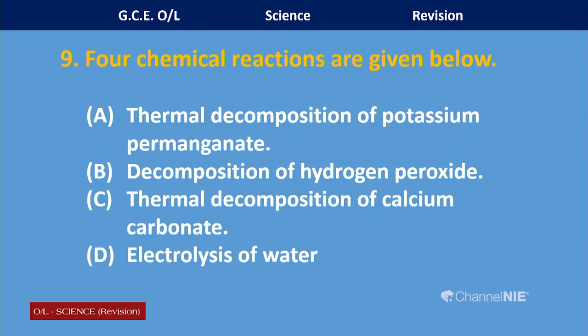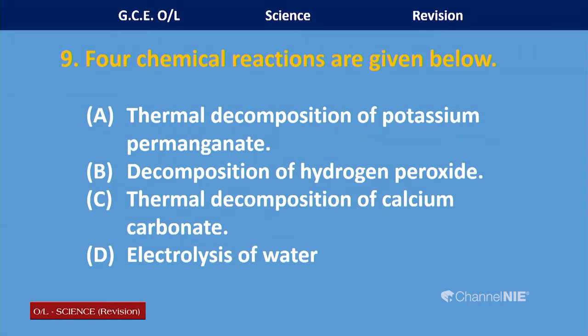C. Decomposition of calcium carbonate. If you decompose calcium carbonate, you get carbon dioxide. In the previous question you also learned that when you decompose calcium carbonate, you get carbon dioxide gas. Therefore, reaction A produces oxygen, reaction B produces oxygen, and reaction C produces carbon dioxide.